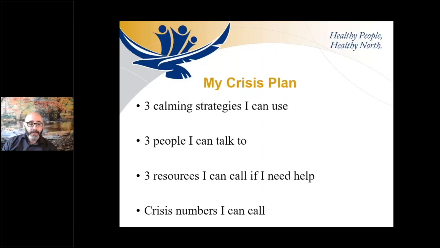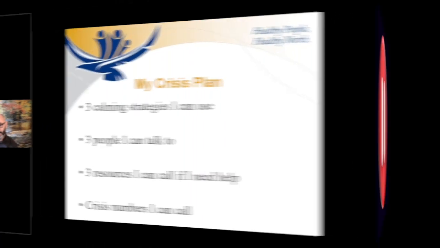And now three resources I can call if I need help. That can be agencies, that can be 1-800 numbers. We did put up crisis numbers in one of the previous videos. So for Manitoba and for national numbers, we will put those down in the description links so that you have those available as part of your plan.